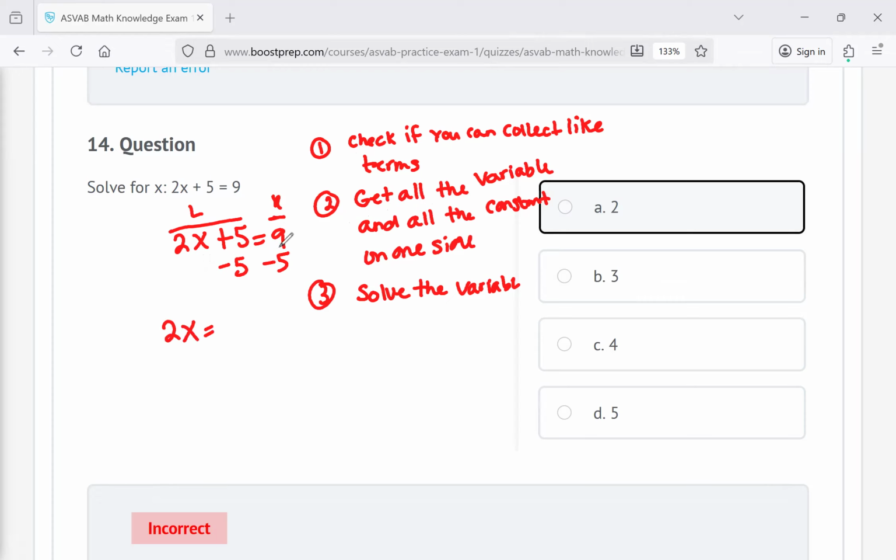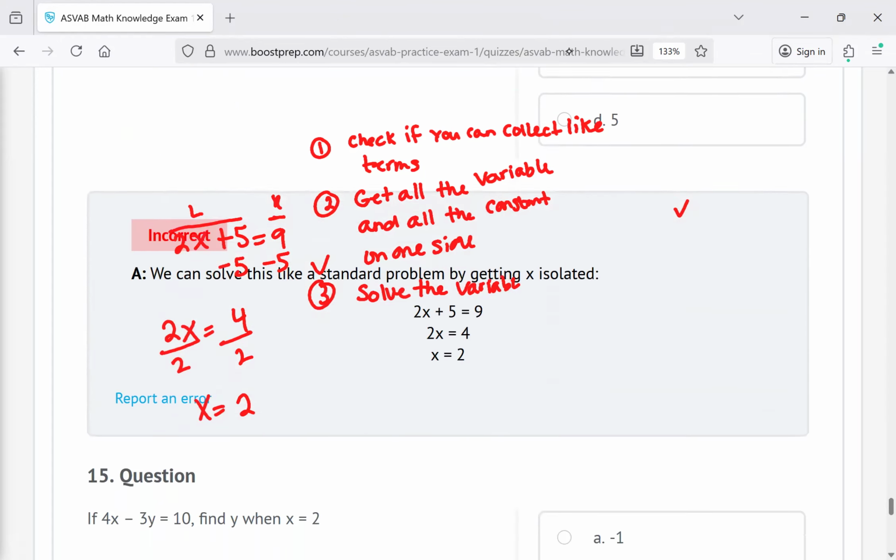So 9 minus 5 is 1, 2, 3, 4, 5. That's 4. And then I'm going to solve for x. Now I'm going to do step 3, solve for the variable by dividing both sides by 2. So I get 4 divided by 2 is 2. Oh, I thought this was already done. It's A. So yeah, the correct answer is A. Yep. See, 2.